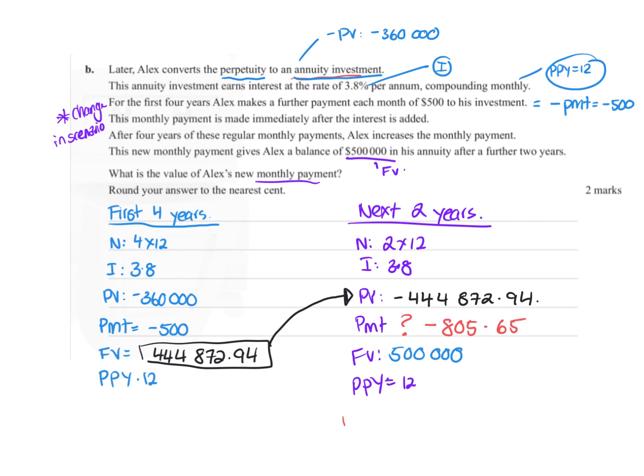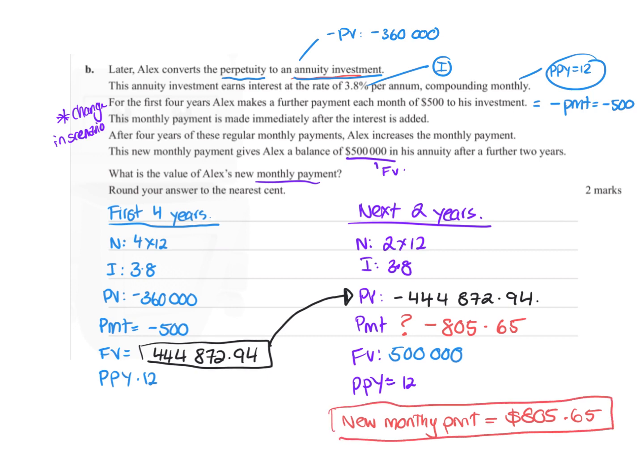So the answer would be new monthly payment. You're going to write it as a positive. We don't say negative, you just say you're going to make a payment of 805. We know it means you're giving it to the bank. That's what the negative's telling you, but they're asking just what that is. So you write it like that.